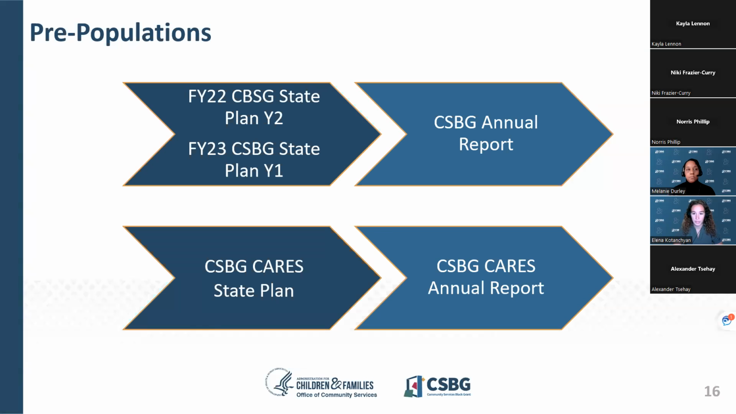So lastly, another reminder here. Some sections in the CSBG annual report are pre-populated from the CSBG state plan. If you had a 2-year plan that you submitted in fiscal year 2022, the second year will pre-populate the CSBG annual report. If you had a 2-year plan or a 1-year plan that you submitted in fiscal year 2023, the year one data will pre-populate the CSBG annual report. The CARES state plan will pre-populate some sections of the CARES annual report. So now I will turn it back to Melanie and Norris to do a deeper dive into all sections of Module 1.